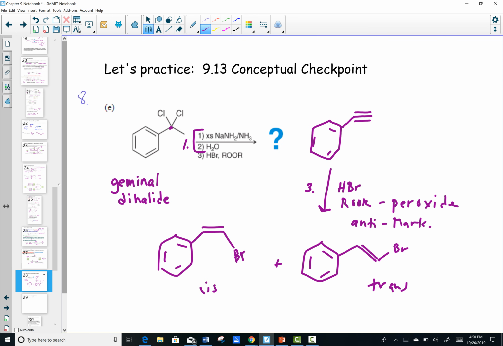So step 1 really was workup 1 and 2 together to create the terminal alkyne. The terminal alkyne then is treated with a peroxide workup of HBr, anti-Markovnikov, to produce the cis and trans at carbon position 1 of this particular cyclic aromatic ring.